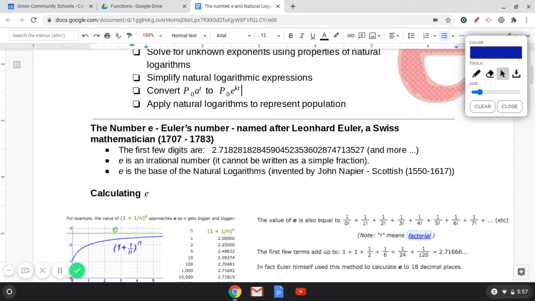This e came to be because people kept finding this number in mathematics. It's a pattern number. It's just a pattern that's seen in lots of different places. So they said, okay, we need to name this thing, so they named it e, just like pi is named pi. Lastly, e is the base of the natural logarithm, like ln, which was invented by John Napier, a Scottish mathematician in this era.